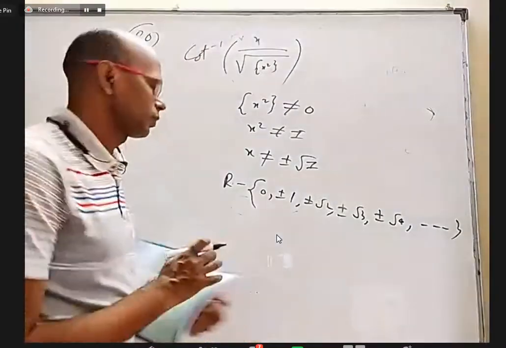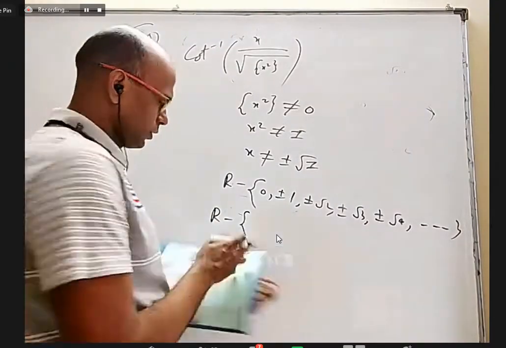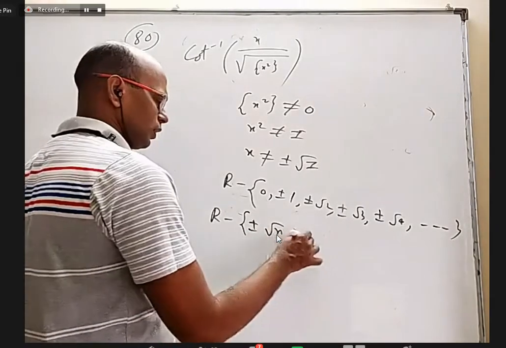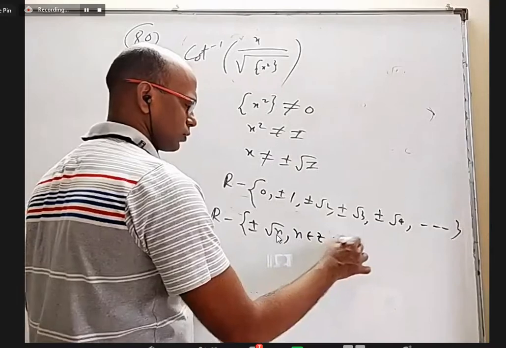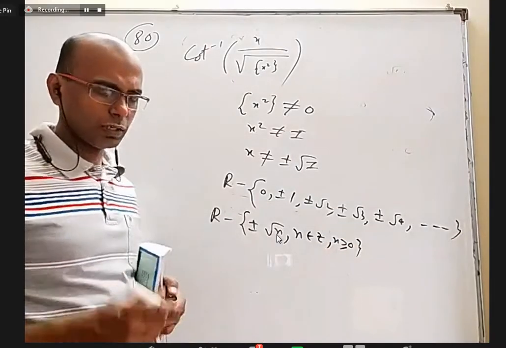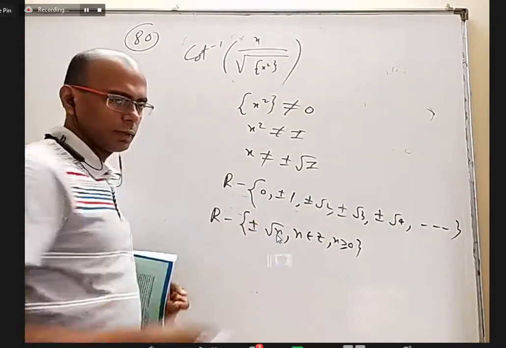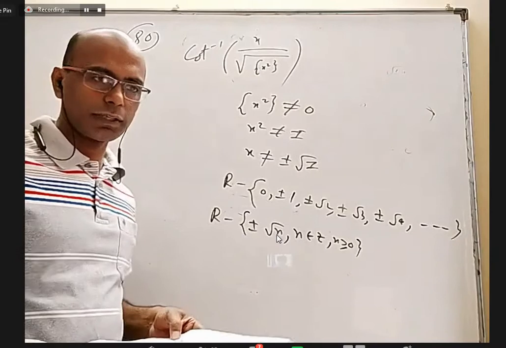Okay. So you can write either all real numbers except plus or minus root n, where n belongs to Z and n is greater than or equal to 0. Basically, non-negative integers have to be kept. If they write natural numbers, 0 is not covered. There is a mistake in the answer there. 80.